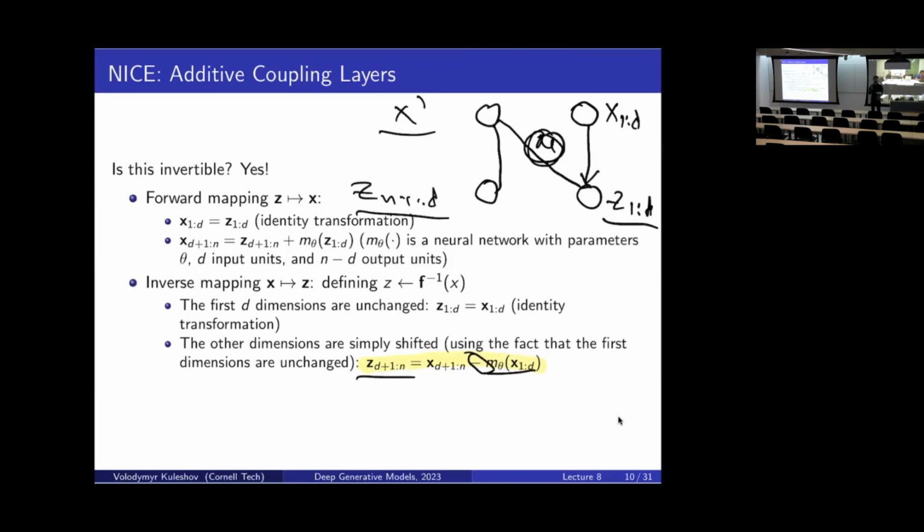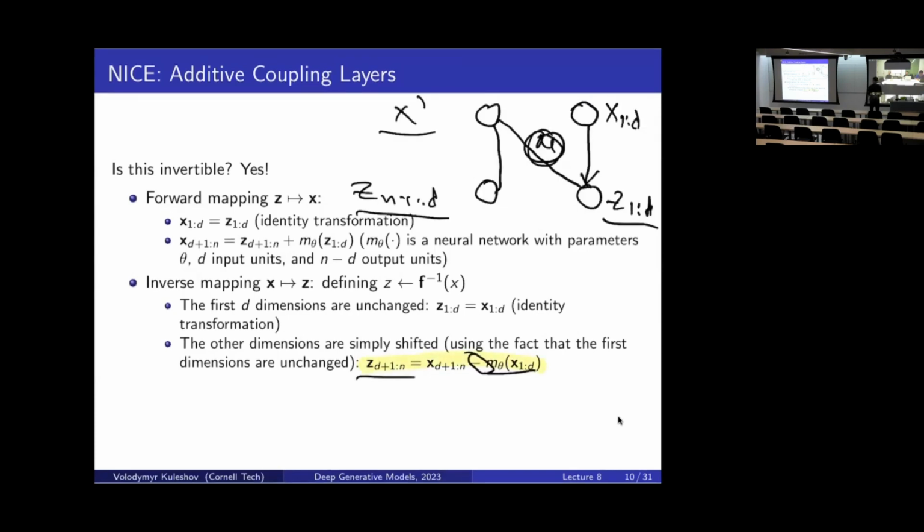So this now becomes an invertible mapping that we can use within a normalizing flow layer. And it's called an additive coupling layer because we're coupling the two subsets of Z in an interesting way that also happens to be additive.